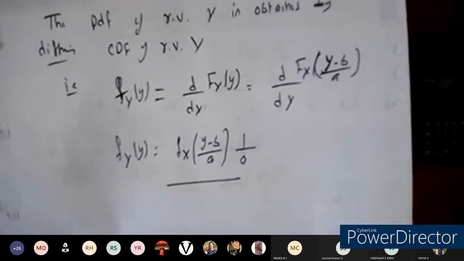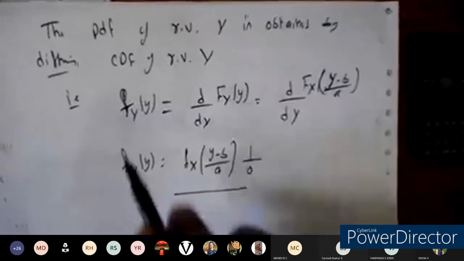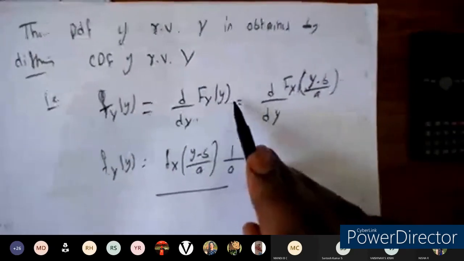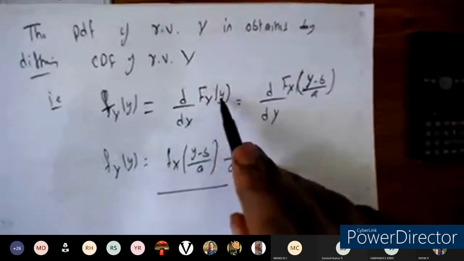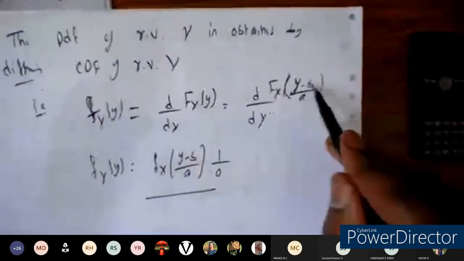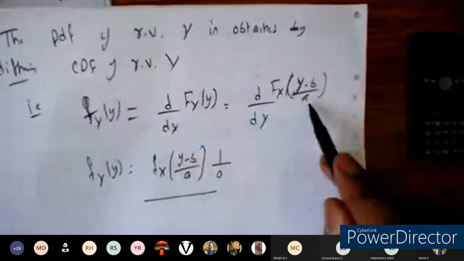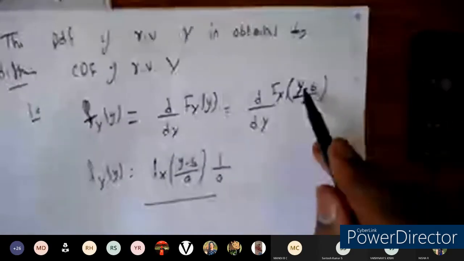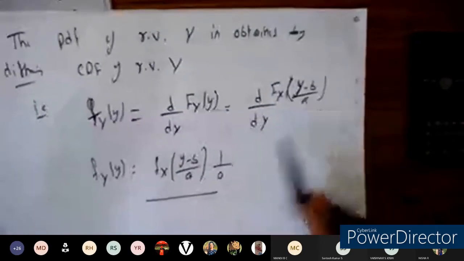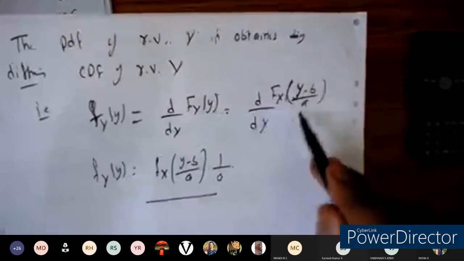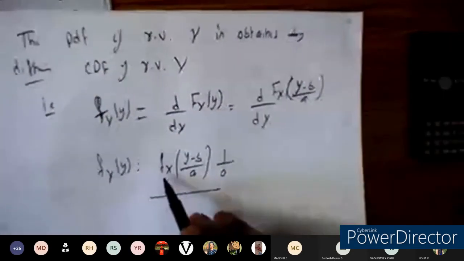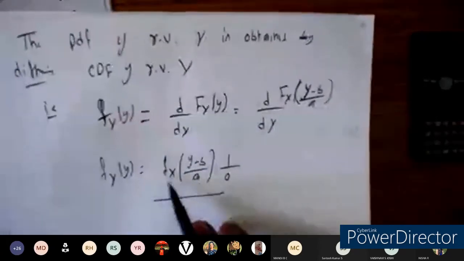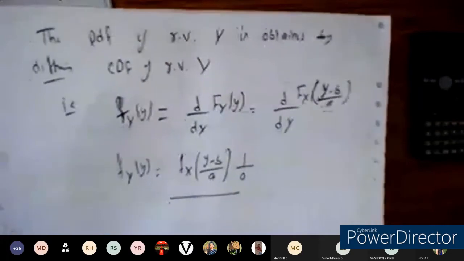So the PDF f_Y(y) can be obtained by differentiating the CDF F_Y(y) here. This F_Y(y), we know from the previous relation, is nothing but F_X((y minus b) by a), right? If I differentiate this with respect to y, the differential of y is 1 and the constant is 1 by a. Differentiating F_X, we get the PDF of X. So we can write f_Y(y) is equal to f_X((y minus b) by a) into 1 by a.